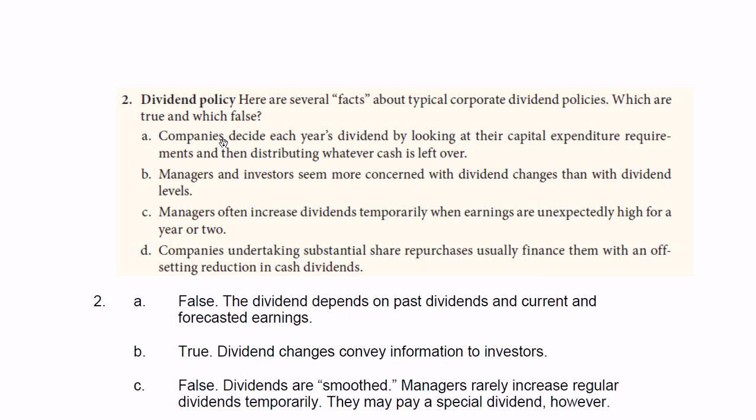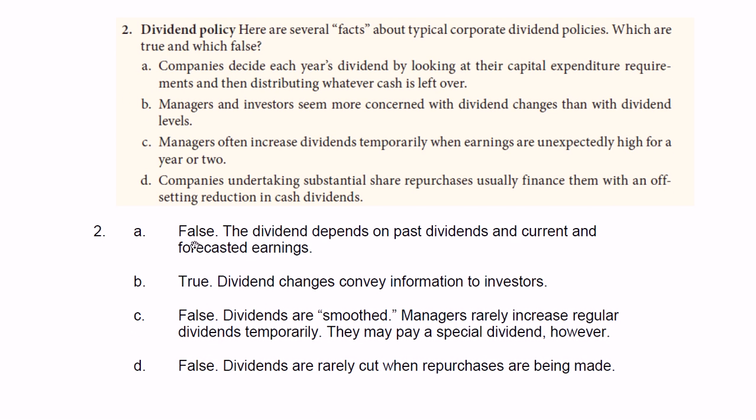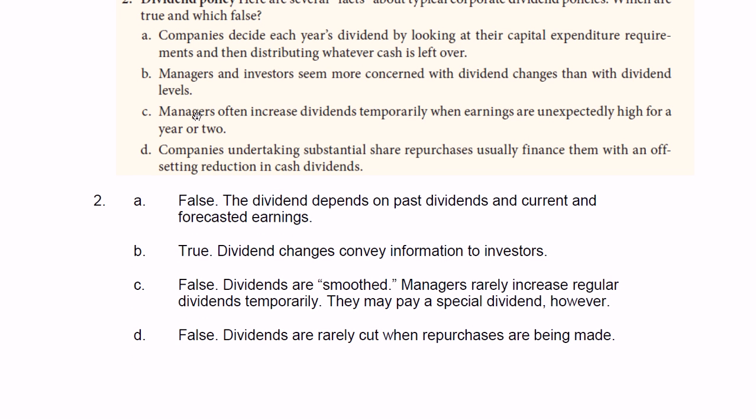Dividend policy. Here are several facts about typical corporate dividend policies, which are true and which are false. The first is false. Companies decide each year's dividend by looking at their capital expenditure requirements and then distributing whatever cash is left over. This is false, because the dividend depends on past dividends and current and forecasted earnings. B. Managers and investors seem more concerned with dividend changes than with dividend levels. True, because dividend changes convey information to investors.